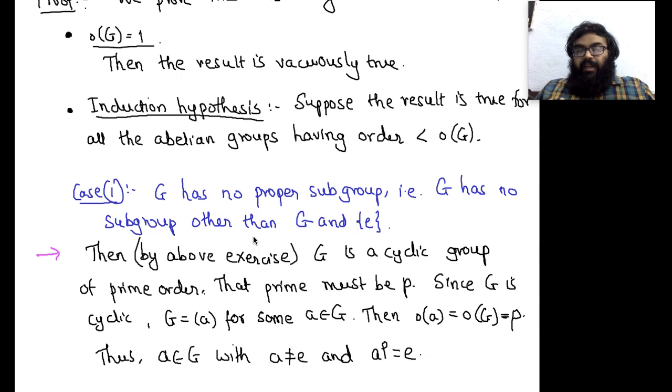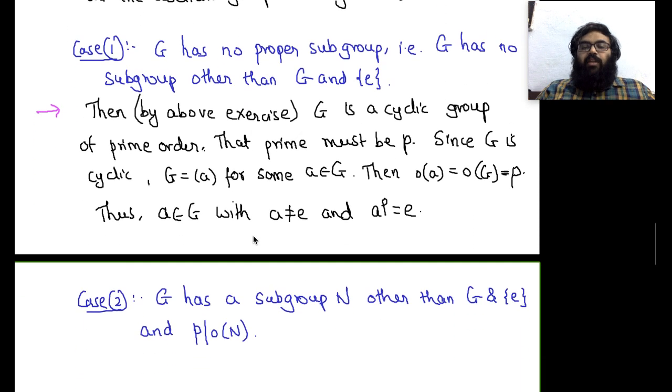But because it is cyclic, it is generated by one element, let us say A. And because it is generated by A, the group looks like A, A square, up to A power P minus 1, then A power P is again the identity. So the order of A is also P. That means A power P is identity, and A is not identity, that is what we are looking for. So the no proper subgroup case is done.